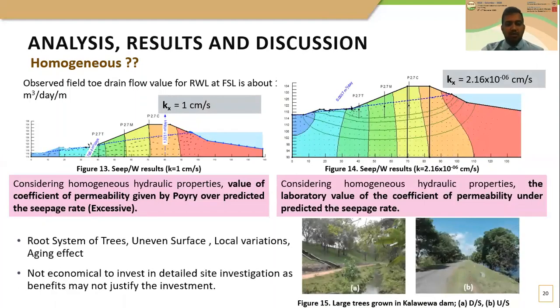Although I assume the dam is homogeneous, due to many reasons such as the root system of large trees, uneven surface, many other local variations, and aging effects, properties of the dam material may change from place to place. Finding those variations also may not be economical by detailed site investigation, as the benefits may not be justified with the investment.